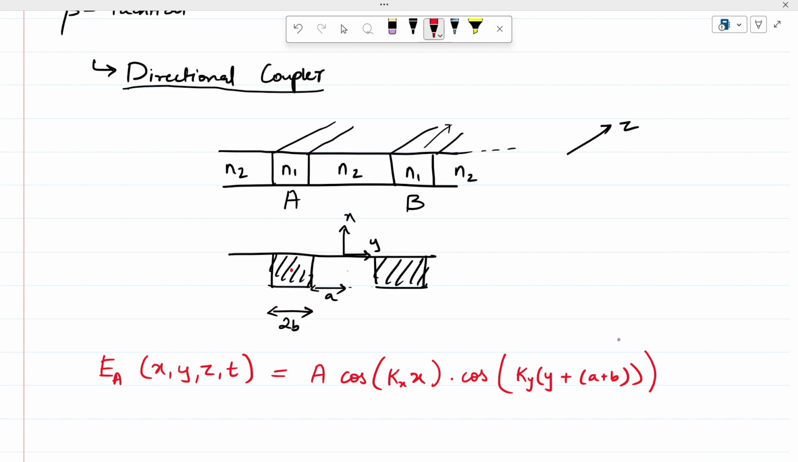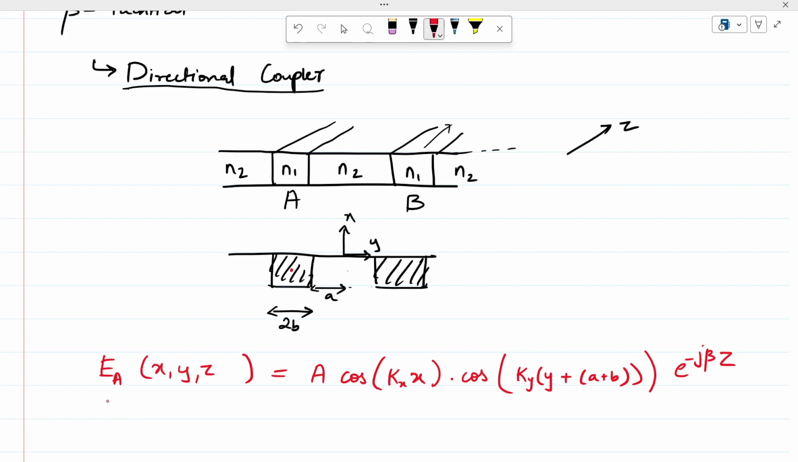Right? And then, of course, it has to also propagate in the z direction. So I should write A e power minus j beta z. For now, I am dropping the time dependence just for simplification. So there will obviously also be a minus j omega t term, but we are not writing it right now.